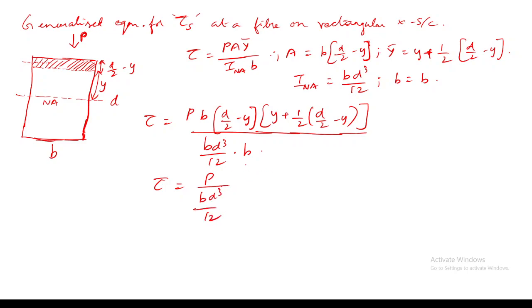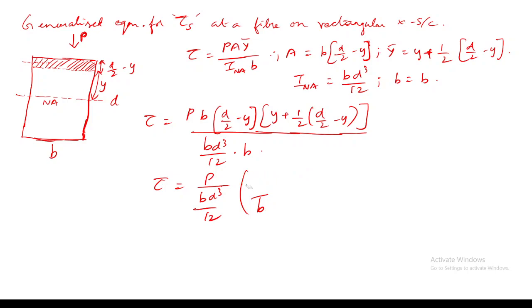P by BD cube by 12, okay. Then I'm taking this B by B as constant. 3 by 2, okay. 3 by 2 P by BD cube into D square minus 4 by square. 3 by 2, okay. Can you please simplify in terms of D by 2 the whole square minus Y square into some term? So can you simplify in terms of that?